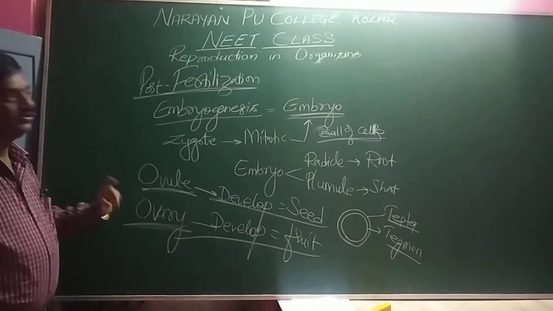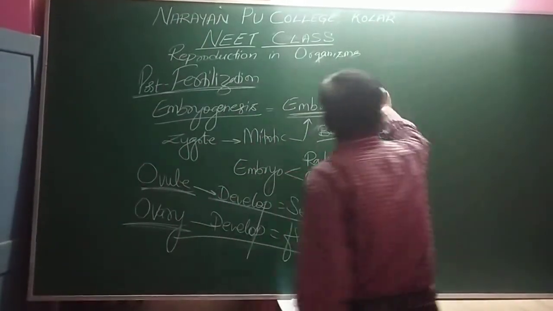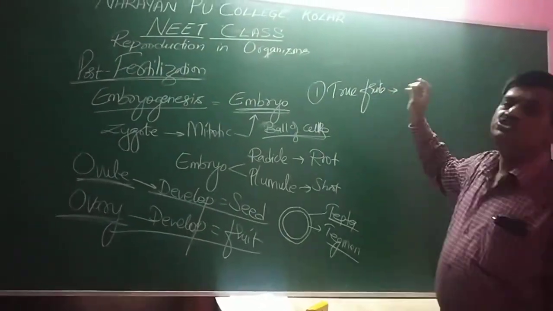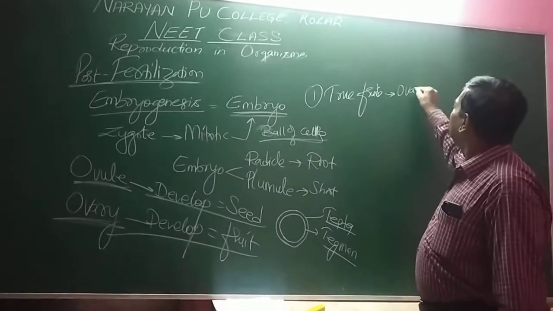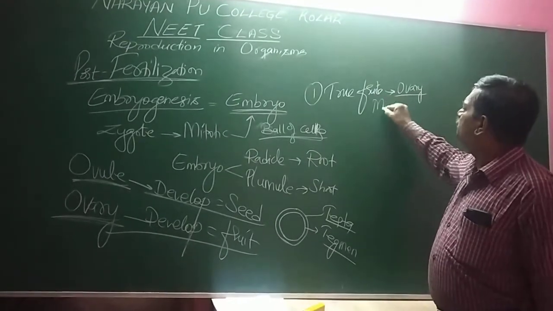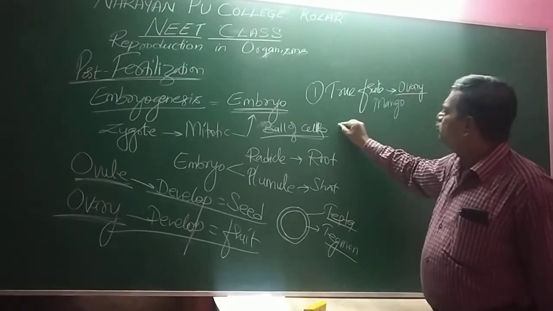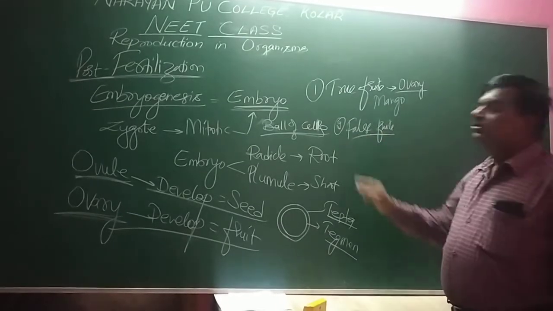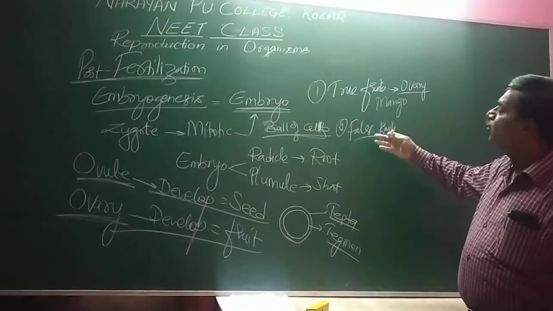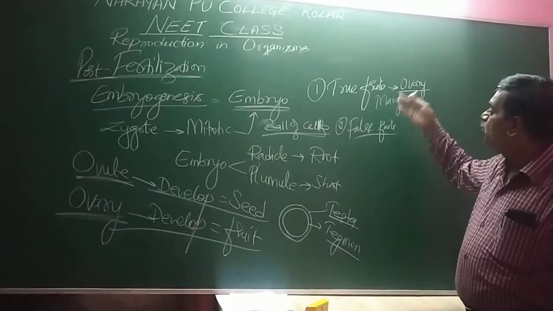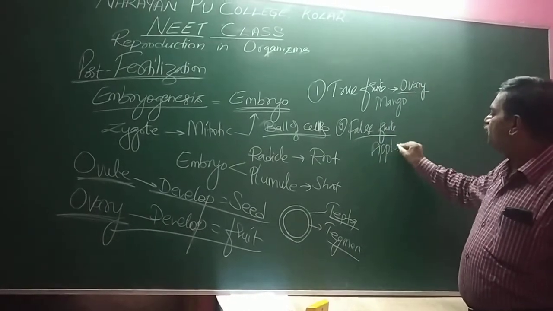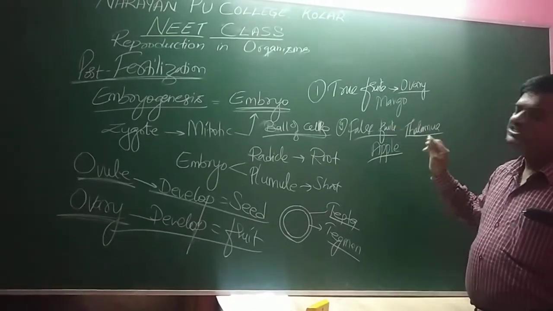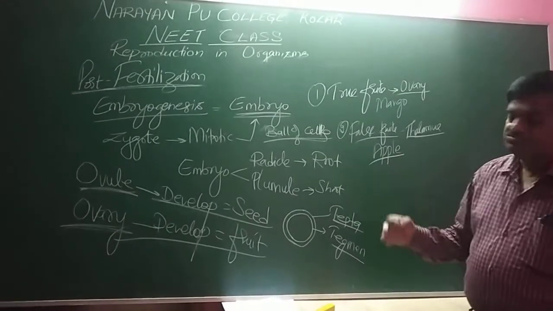There are two types of fruits. One is called true fruits. The fruits which develop from the ovary are called true fruits. One example is mango. The second one is called false fruits. In false fruits, a part other than the ovary, for example the thalamus, develops into a fruit. Thalamus gives rise to the fruit, hence it is called a false fruit.